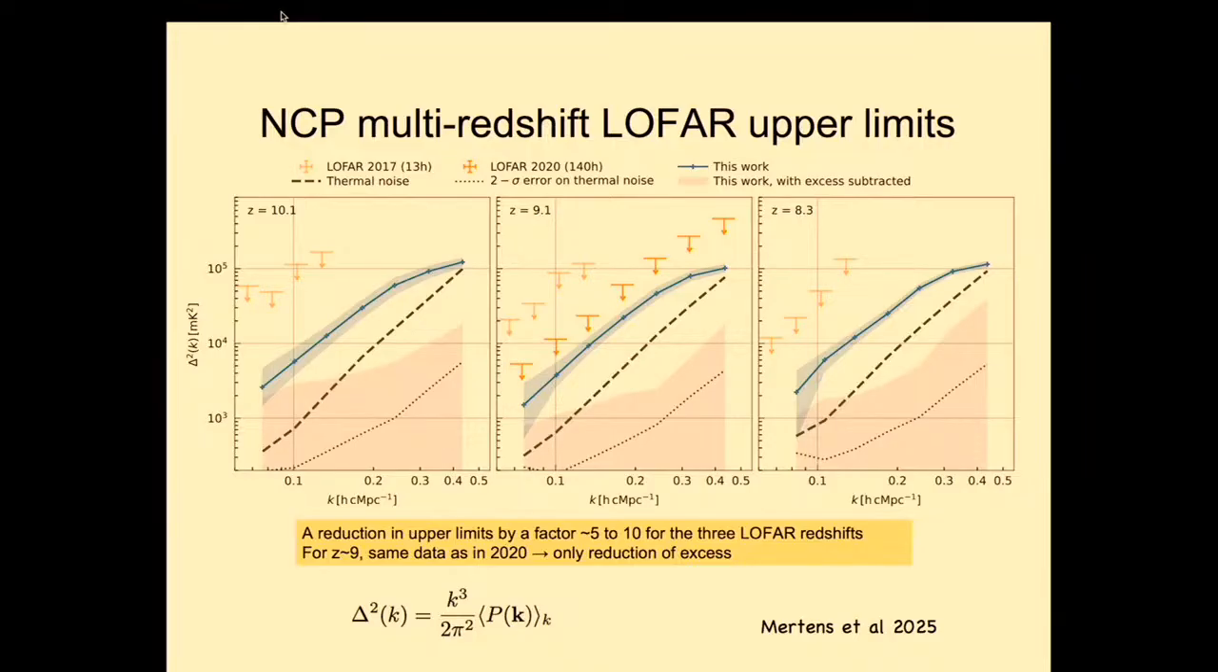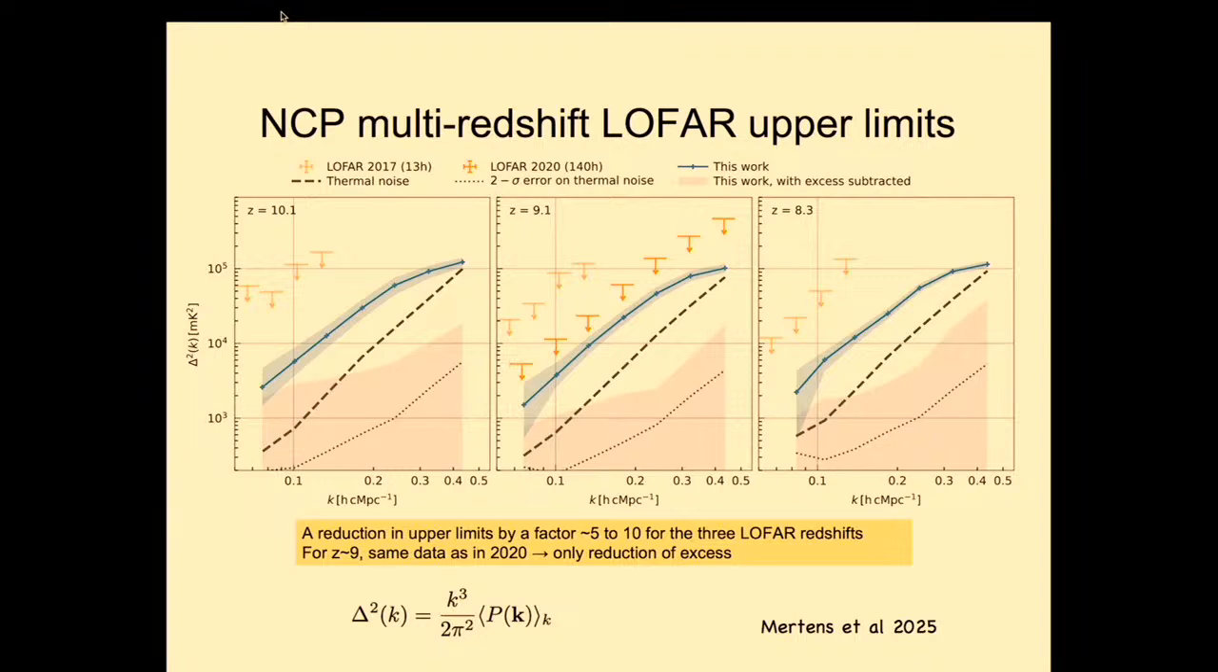So recently we published this. This is our best result so far. This is 3 redshifts of the North Celestial Pole, the NCP. And we measured the power spectrum. So this is the spherically averaged power spectrum. This is what I mean by delta. It's not the real power spectrum. It's multiplied by k cubed. And it's not dimensionless. It has a dimension of temperature.